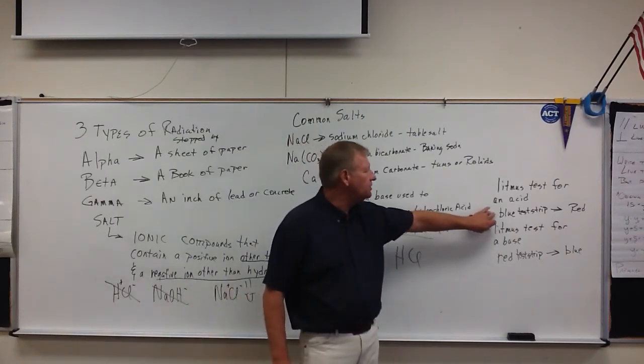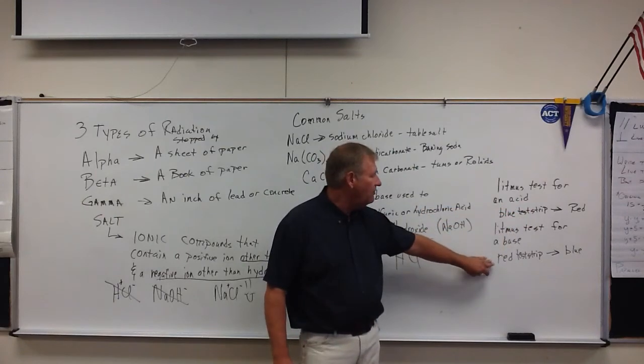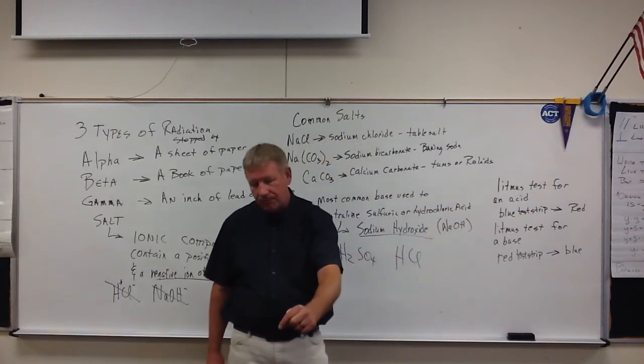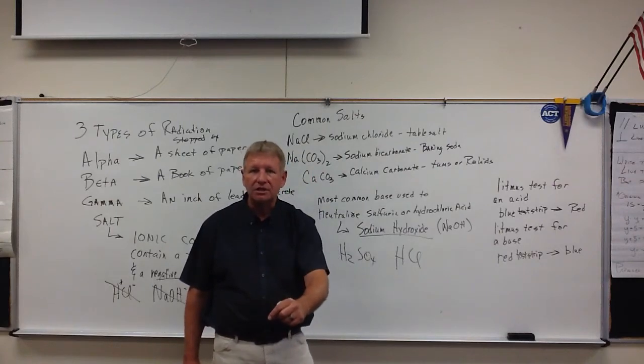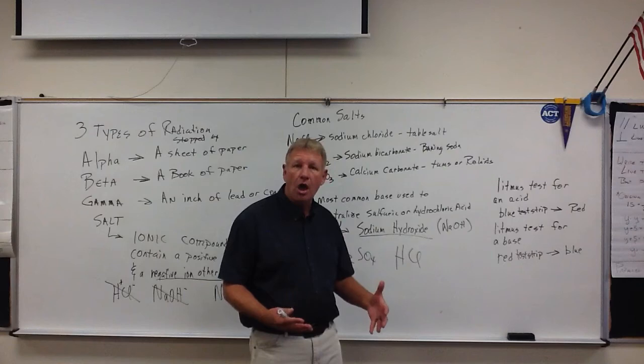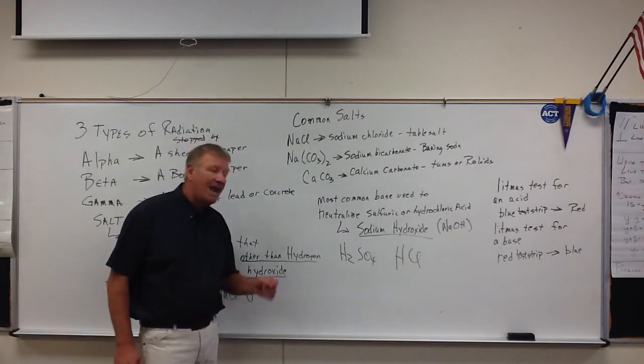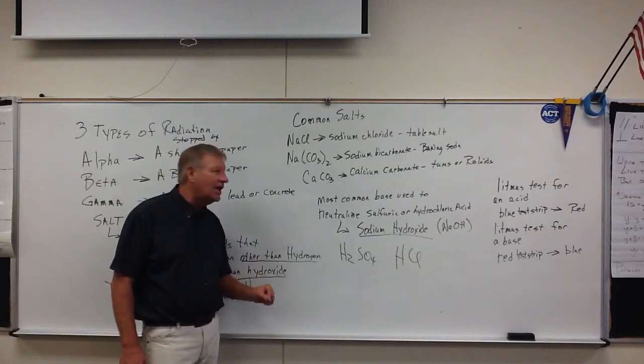If the blue strip doesn't turn red, then it's not an acid. Or it could be neutral. And the red test paper, if you put it in something and it turned blue, then it was a base. But what's the problem with this? The problem with this is you don't know if it's a strong acid or a strong base. But it was a fail-proof test.